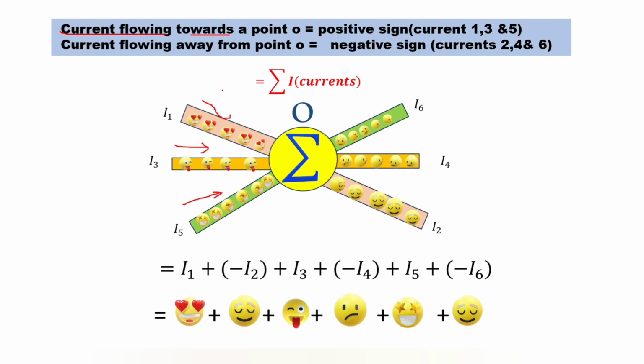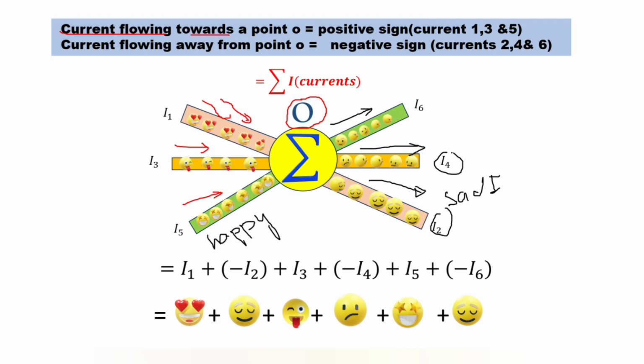Let currents entering point O be taken positive, like I1, I3, and I5, while currents leaving point O are taken negative, those are I2, I4, and I6. Those currents entering point O are happy, and leaving are sad.